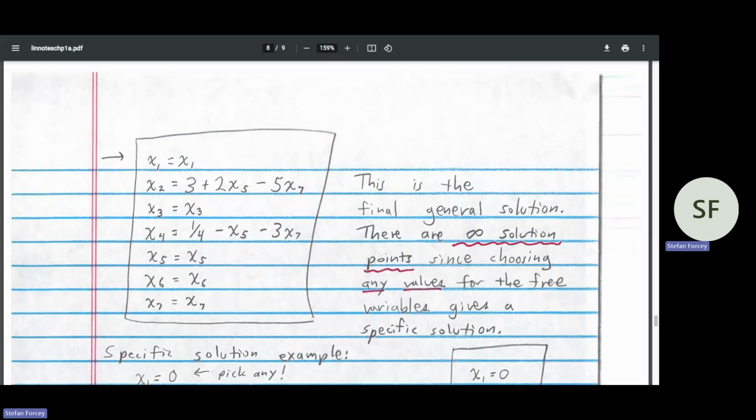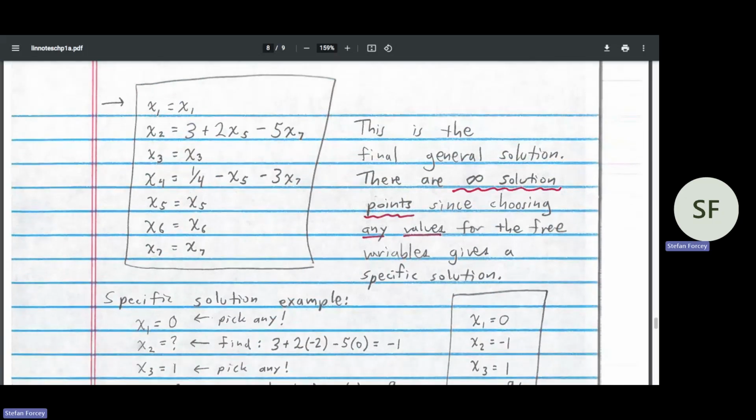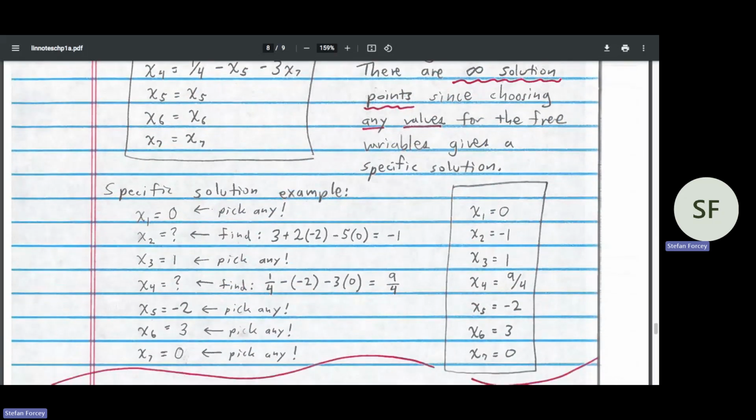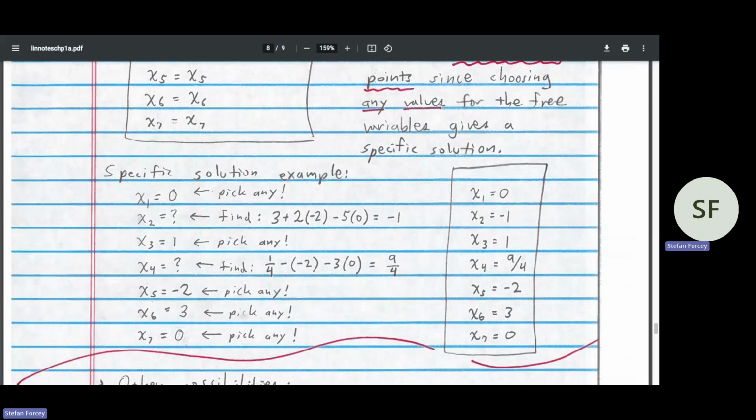Once it's like that, this is the final general solution. It's written as a new system of equations with the free variables just equal to themselves, and then the non-free variables equal to a formula using the free variables. If you want to see an example of a specific solution, all you have to do is pick any values for the free variables. I said pick any next to x1, I just made it 0, x3, I made 1, x5, -2, x6, 3, x7, 0. The easiest thing to pick is 0 for all of them, but you can certainly pick some other numbers. It's totally free.